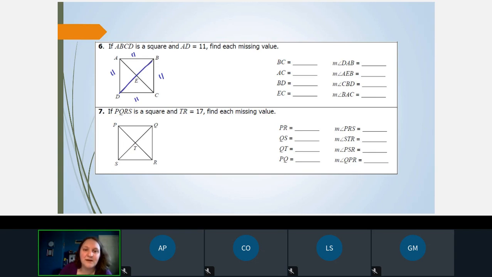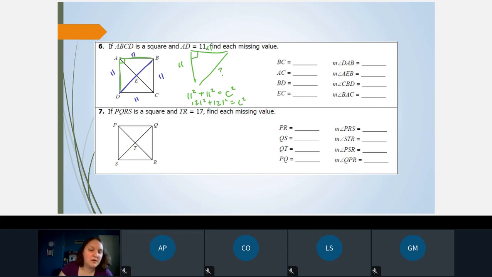Well, because it's a rectangle, we have 4 90-degree angles, which means we have a right triangle. So I can use the Pythagorean theorem to find the hypotenuse. A squared plus b squared equals the hypotenuse squared. You could type this straight in your calculator if you wanted. 11 squared, oh, it's not 100. 121 plus 121 is 242.